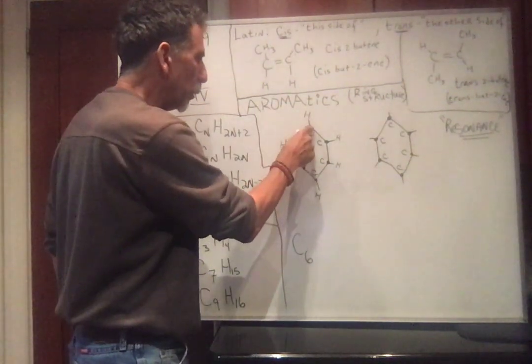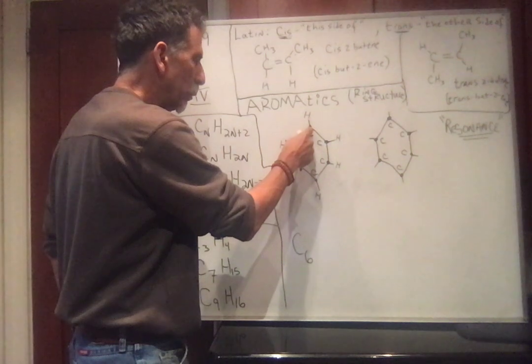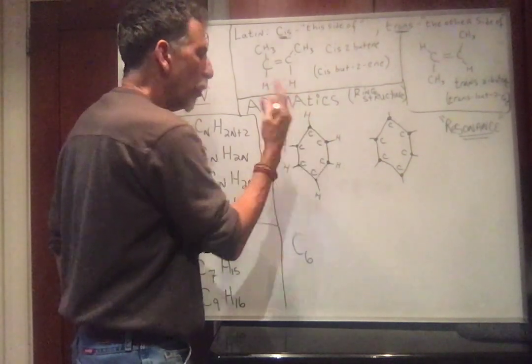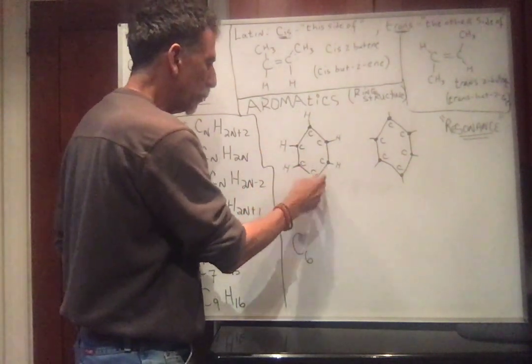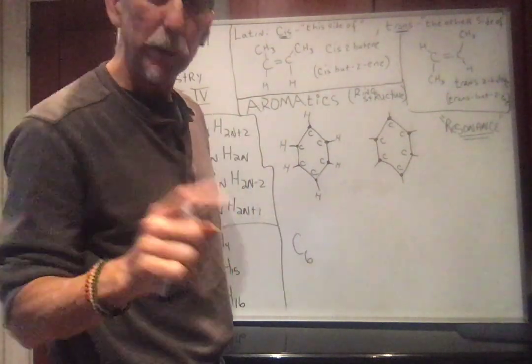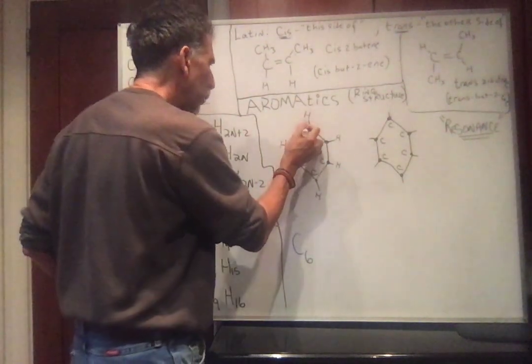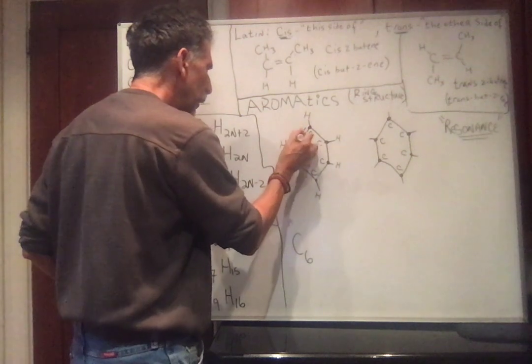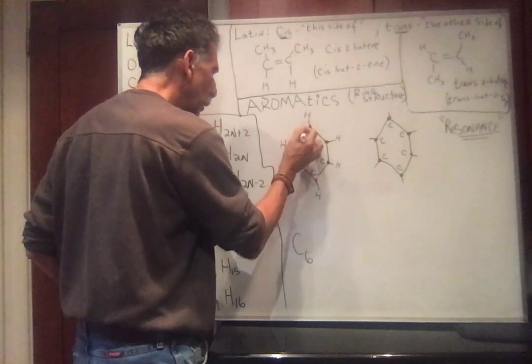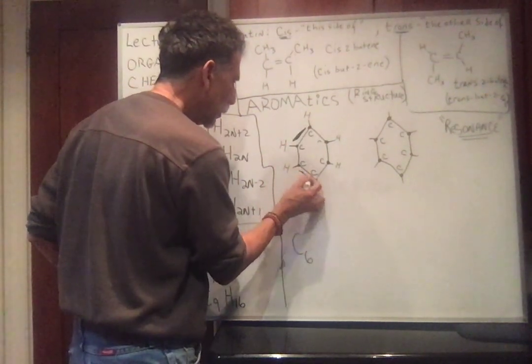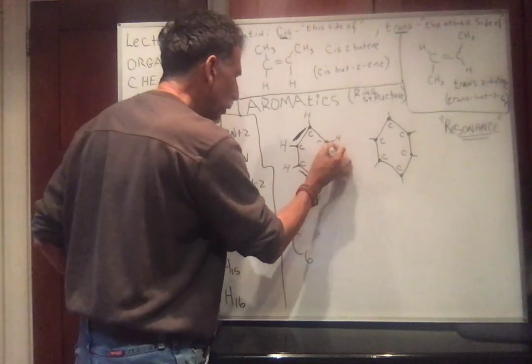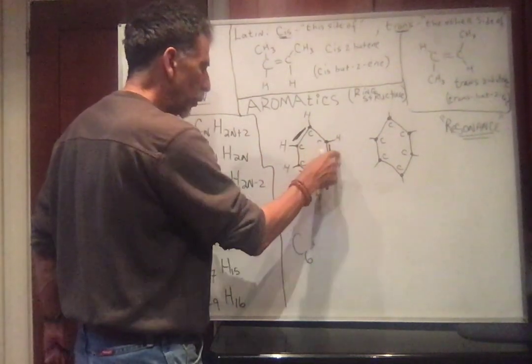Again, back to carbon making 4 bonds. Each one of these carbons is making 3 bonds. It must make 4 bonds. So what I'm going to do is put a double bond here. See that line is going to be a double bond. I'm going to put a line here, double bond. I'm going to put a line here, double bond. So you see this double bond alternates.